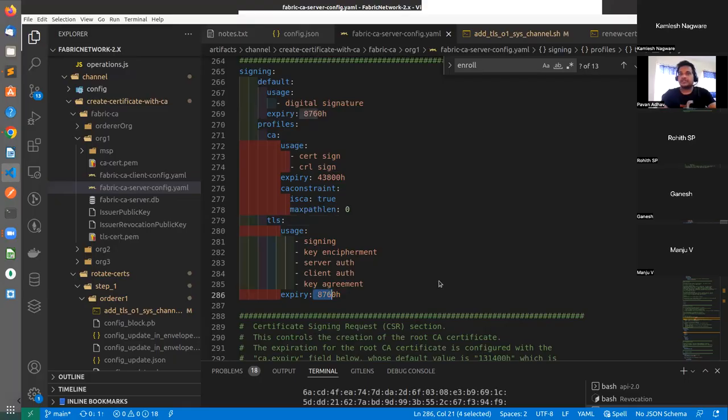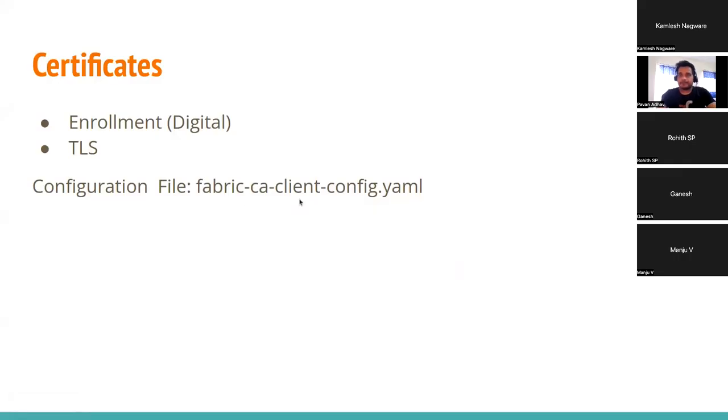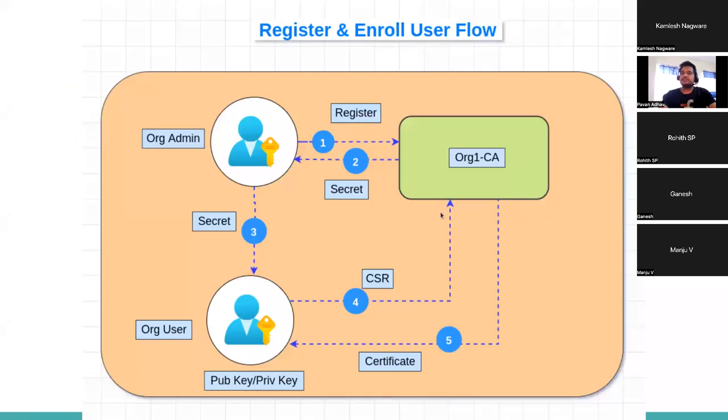Okay, so let's come to the next part. What is the procedure for creating the certificate first? You can see the admin of the organization, that is the certificate authority admin, is responsible for registering the new user or any kind of participant with the certificate authority. This is the certificate authority for that organization. So let's consider we're talking about organization one. The organization one admin will create a registration request and let it know, I want to register this user.